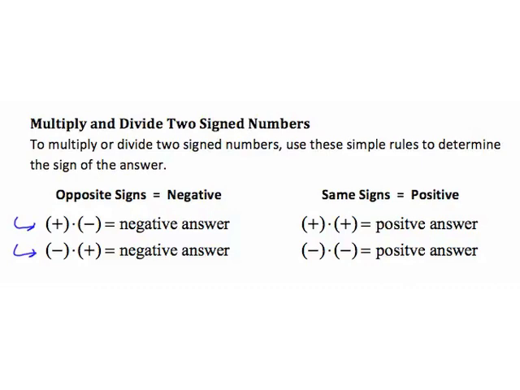Same signs, positive answer. Well, we already know this one, that if we take a positive number times a positive number, we're going to get a positive answer. Now, this one is a little bit confusing, but as long as you remember our rule, same signs, positive, you'll get this right. If I have a negative times a negative or a negative divided by a negative, I'm also going to get a positive answer.